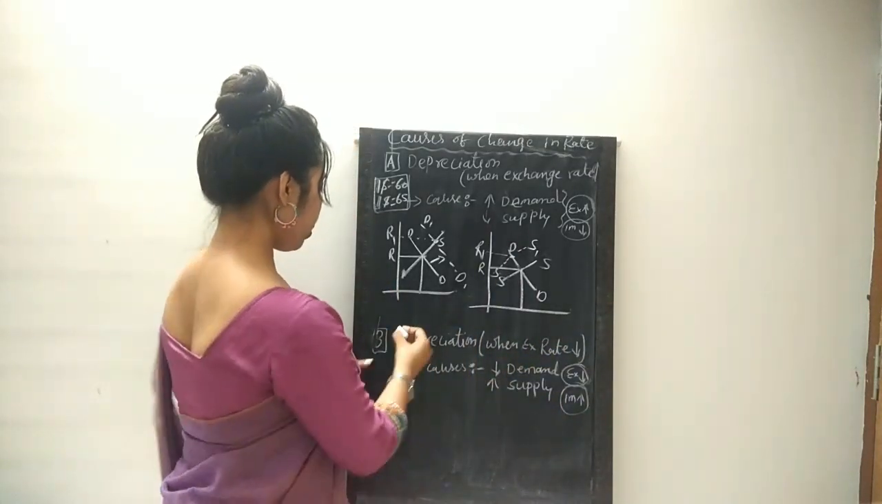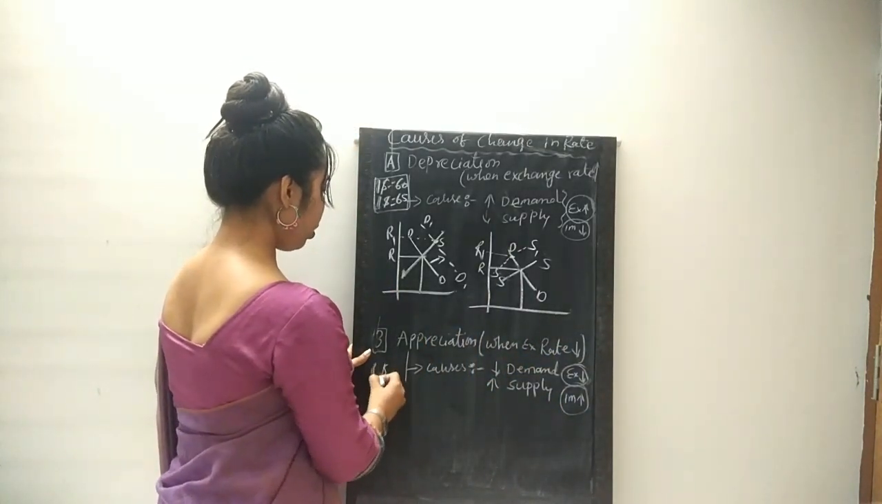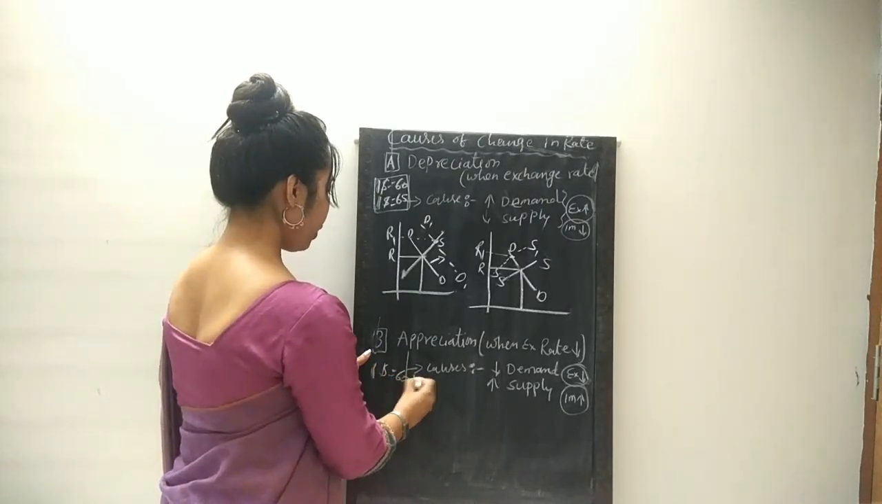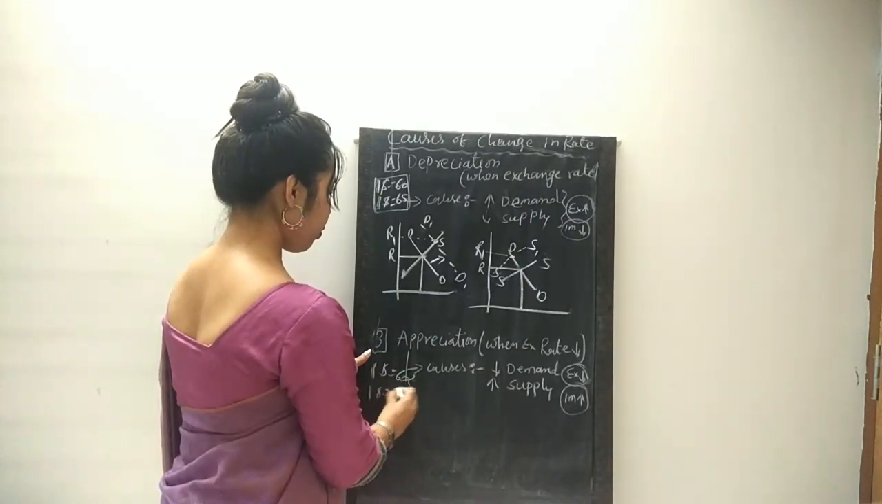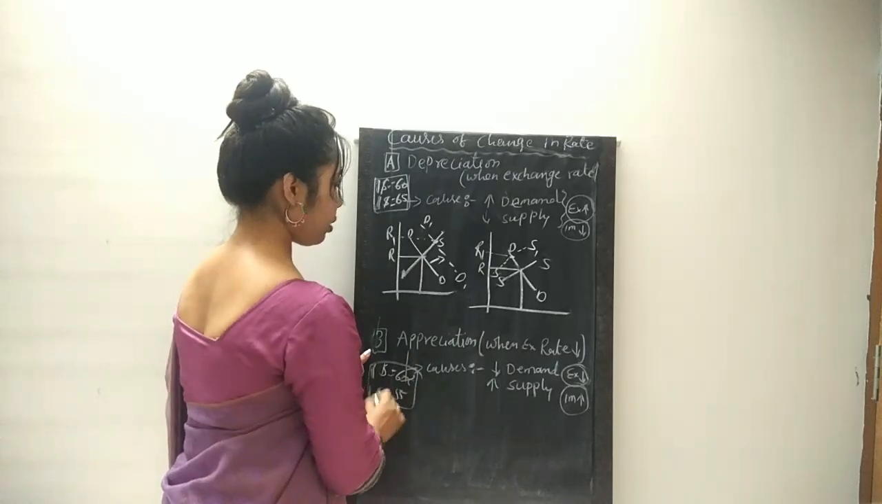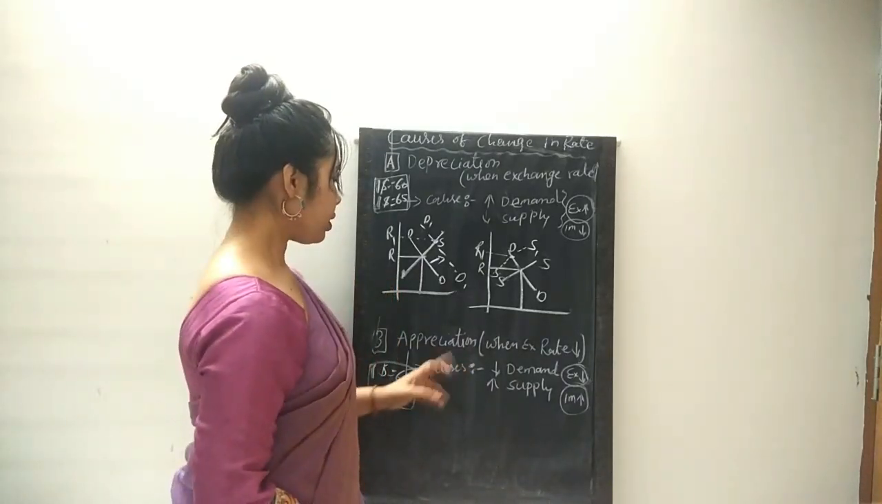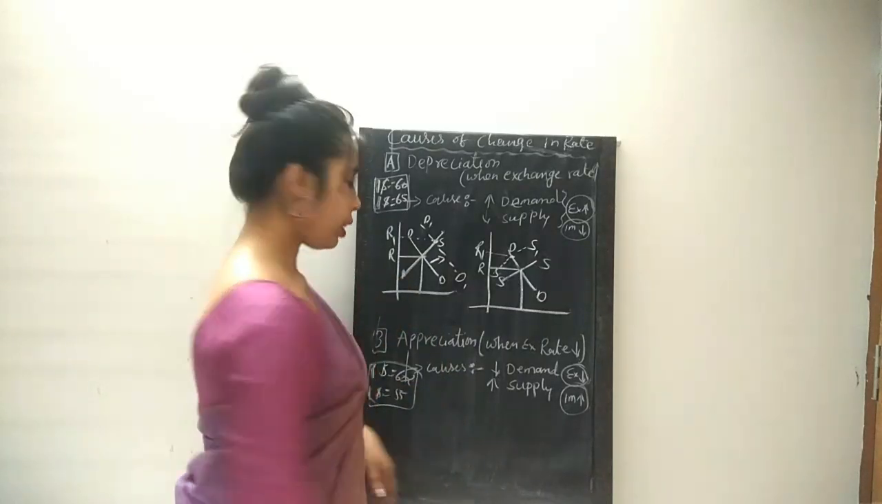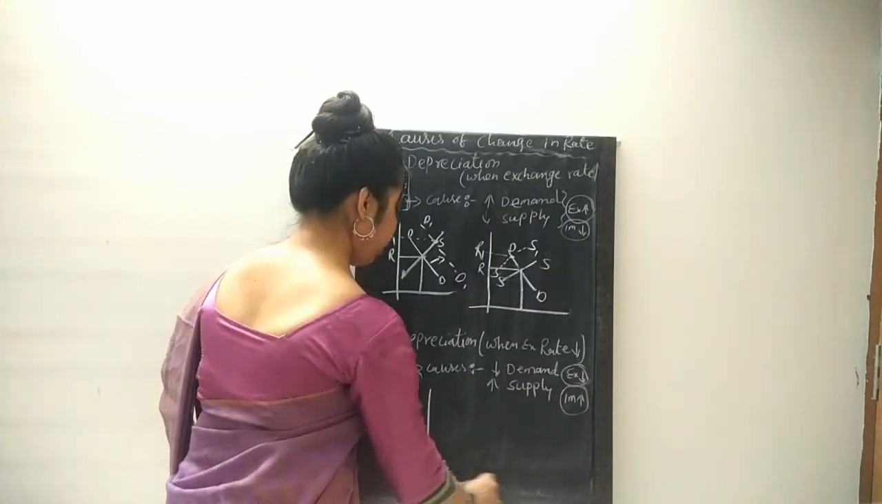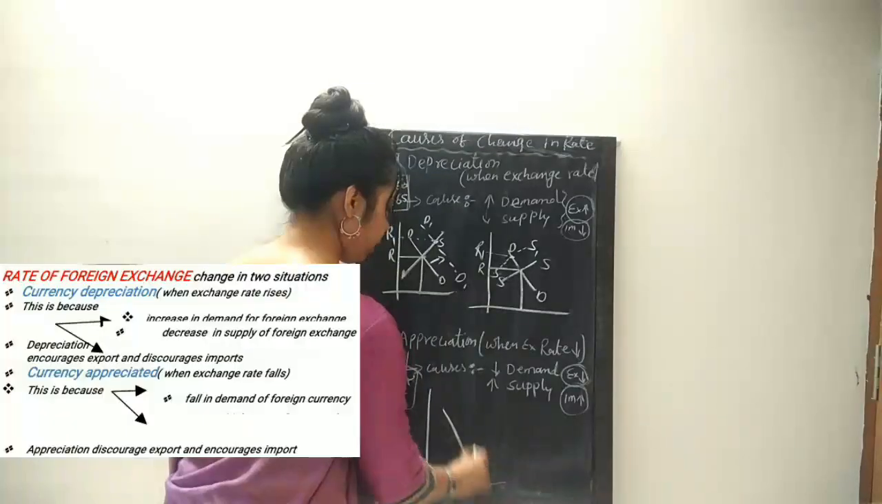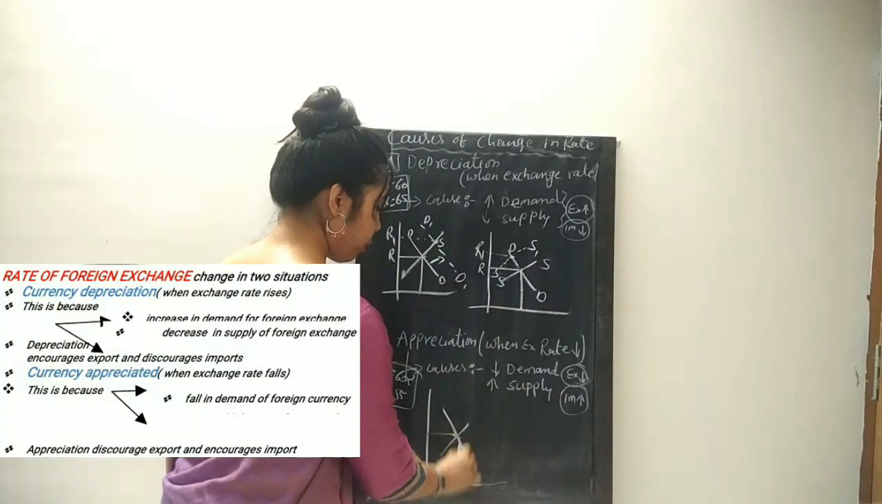What is the meaning of appreciation? The dollar value, earlier it was 60 rupees, now the dollar value is 55 rupees. It means there is appreciation in the Indian currency. In this scenario, we are going to see the diagram with the same scenario, with the two intersection points.